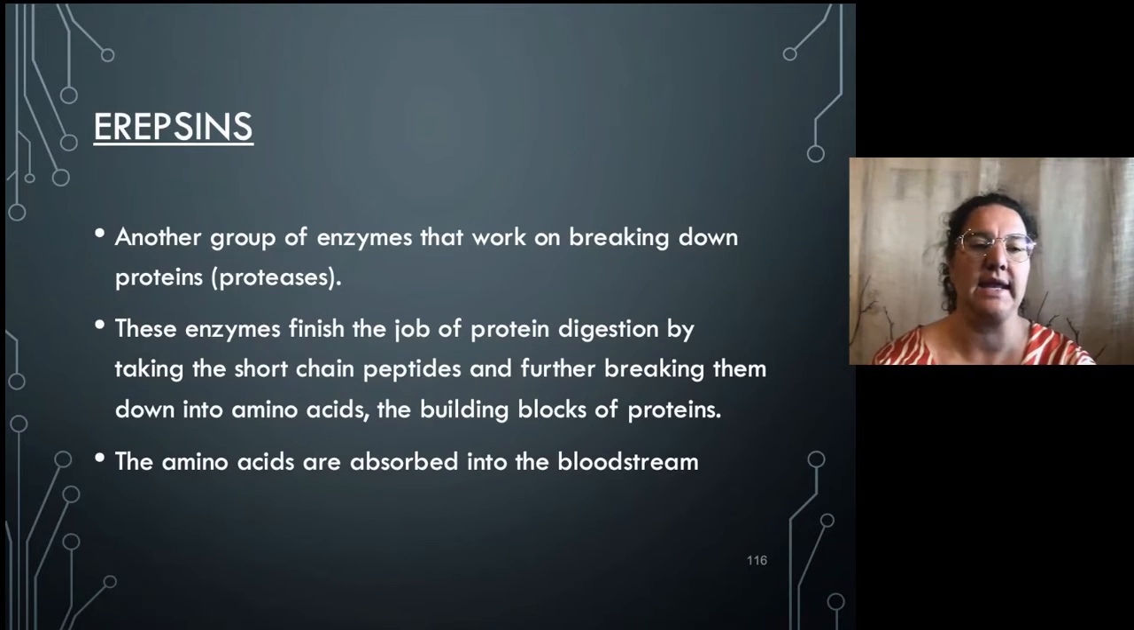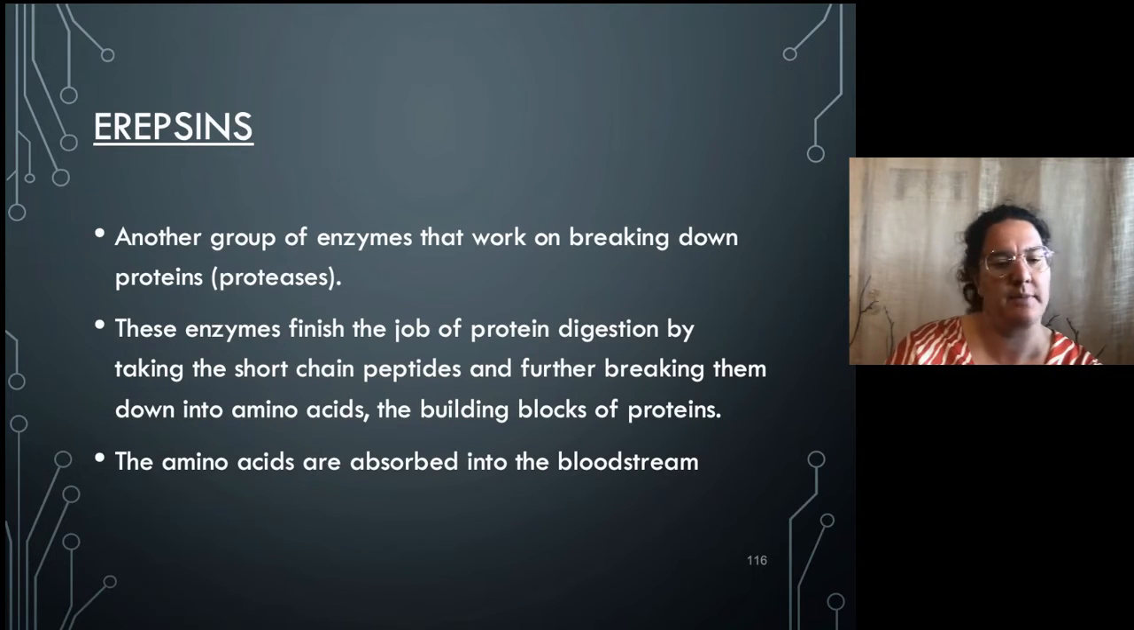Also important in protein digestion is another group of enzymes called erepsins. These are proteases. These enzymes finish the job of protein digestion by breaking the short-chain peptides into individual amino acids, which are the building blocks of all the proteins. Now, these amino acids are able to be absorbed into the bloodstream in the villi of the small intestine.